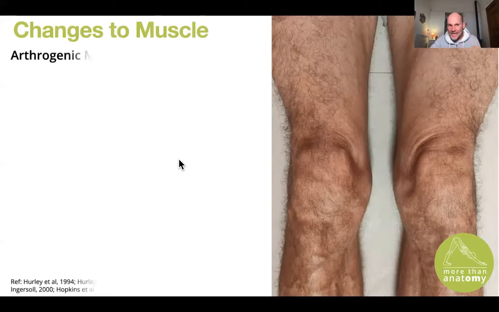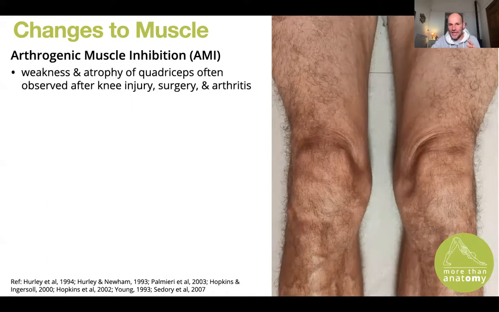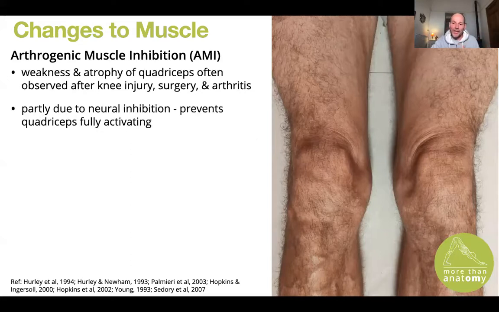When we injure a knee, there are a couple of different processes which take place in the muscles. The first one is called arthrogenic muscle inhibition, or AMI. This essentially relates to the muscles becoming both weaker and smaller. It can happen from a knee injury, with knee surgery, and with osteoarthritis or other types of arthritis. It's partly due to neural inhibition. Neural drive is essentially how much the brain speaks to a muscle, how much they communicate together.